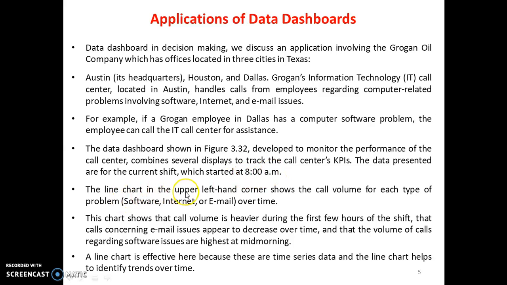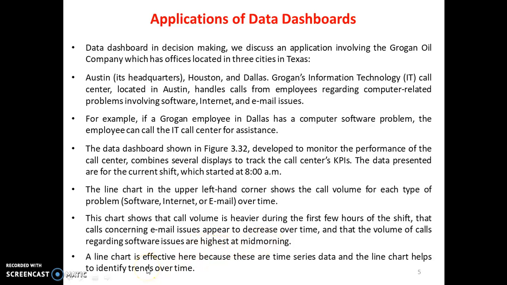The line chart in the upper left hand corner shows the call volume for each type of problem, software, internet and email, over time. We'll see it in the next slide. The chart shows the call volume is heavier during the first few hours of the shift, that calls concerning email issues appear to decrease over time, and that the volume of calls regarding software issues is highest at mid-morning.